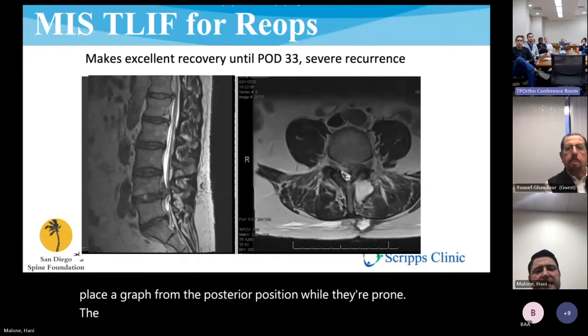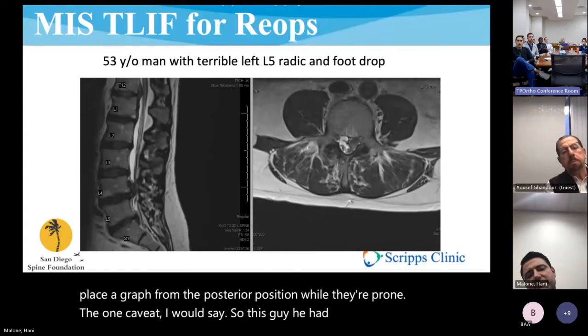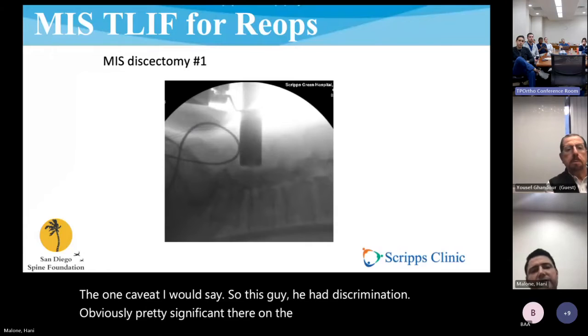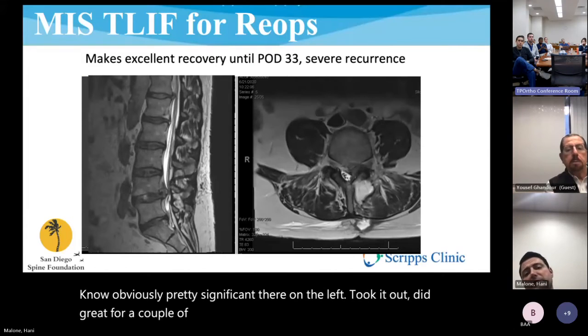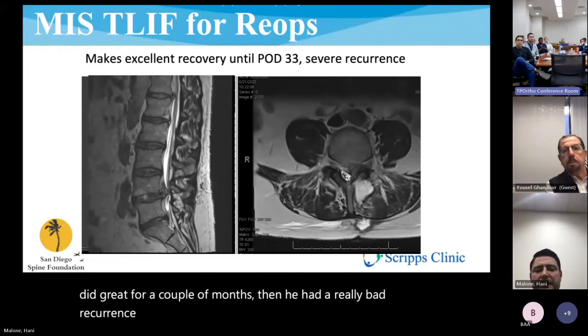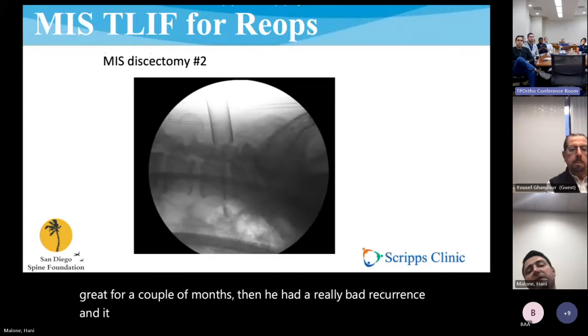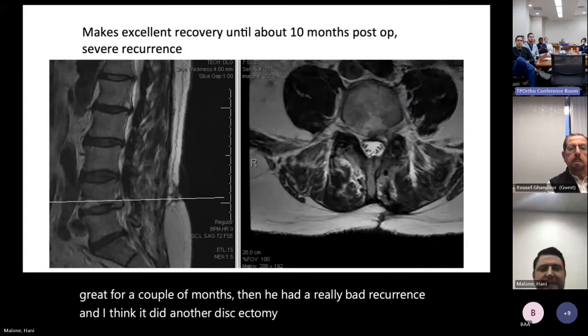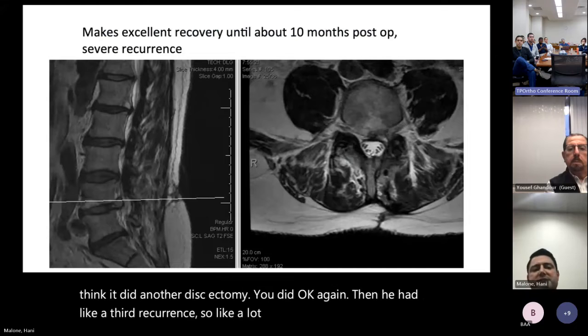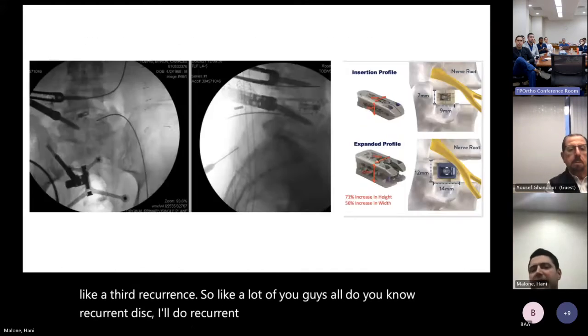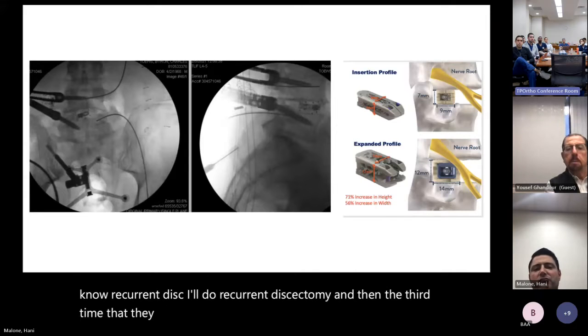The one caveat I would say: this guy had a disc herniation, pretty significant there on the left. Took it out, did great for a couple of months. Then he had a really bad recurrence, and I think he did another discectomy. He did okay again. Then he had a third recurrence. Like a lot of you, I'll do a recurrent discectomy, and then the third time that they herniate, that kind of shows that there's failure.